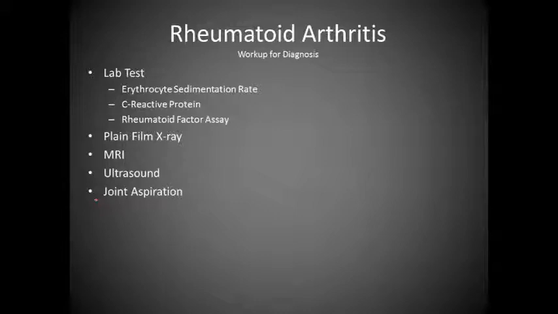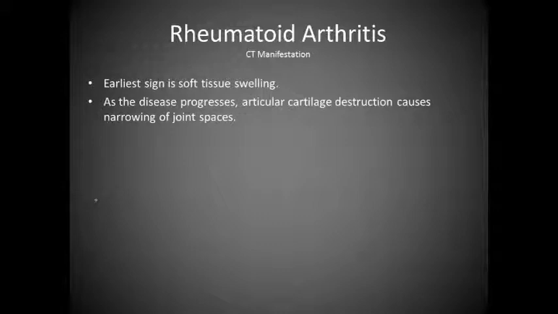C-reactive protein is ideal for demonstrating inflammation. So this can be defined as the inflammation that initially causes rheumatoid arthritis. Plain film X-ray, just to see how the joints are doing, whether they're becoming fused. MRI, ultrasound, and joint aspiration. Notice that CT doesn't play an important role in rheumatoid arthritis, but it's essential that we know what it looks like.